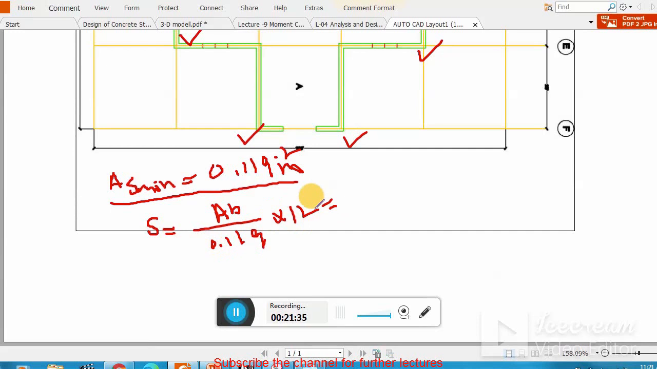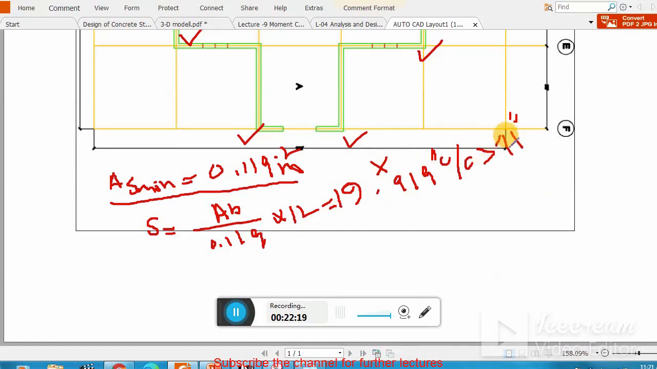My area of bar is pi times 4 divided by 9 squared equals, that is 0.1975. Divide by 0.119, multiply by 12, it gives me 20 inches roundabout, you can say 19.919 inches center to center spacing. And you see this is more than 11 inches, that is the maximum spacing, so we can't use this one, we have to use 11 inches.